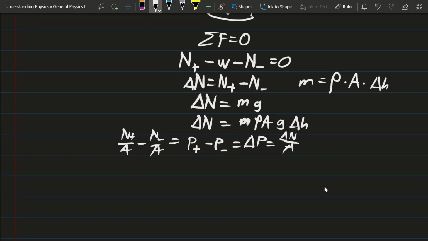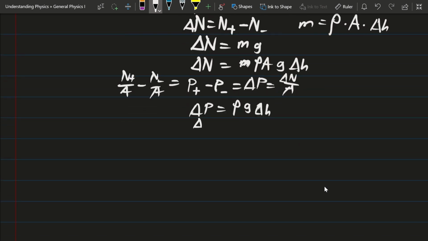So basically, if you divide everything by A, you would get delta n over A, which is delta P, plus rho g delta H. And so you would get delta P over delta H to be rho g. And taking delta H to go near zero, you would get dP over dH to be equal to rho g. So that's the hydrostatic equilibrium from gravity. So you could see here that the pressure doesn't truly depend on the area. In fact, it only depends on the height.